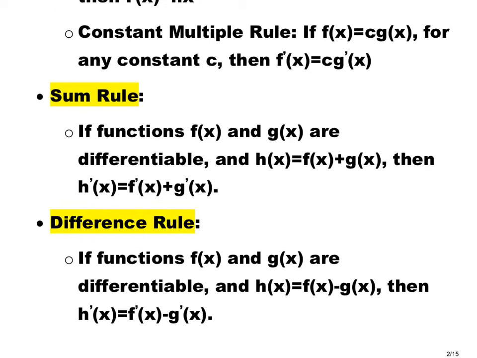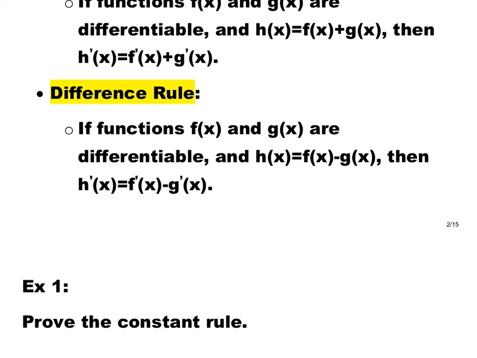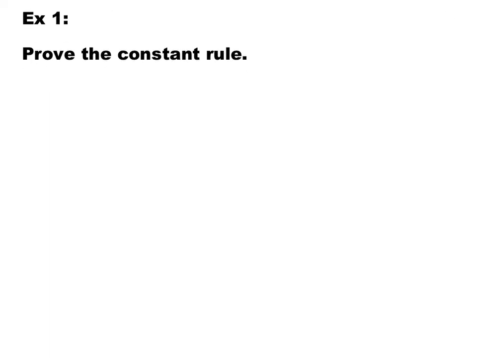The next rule is the difference rule, which says that if h of x is f of x minus g of x and both of them are differentiable, then h prime of x is f prime of x minus g prime of x. Now we are going to prove each one of these rules. So the first one is to prove the constant rule.